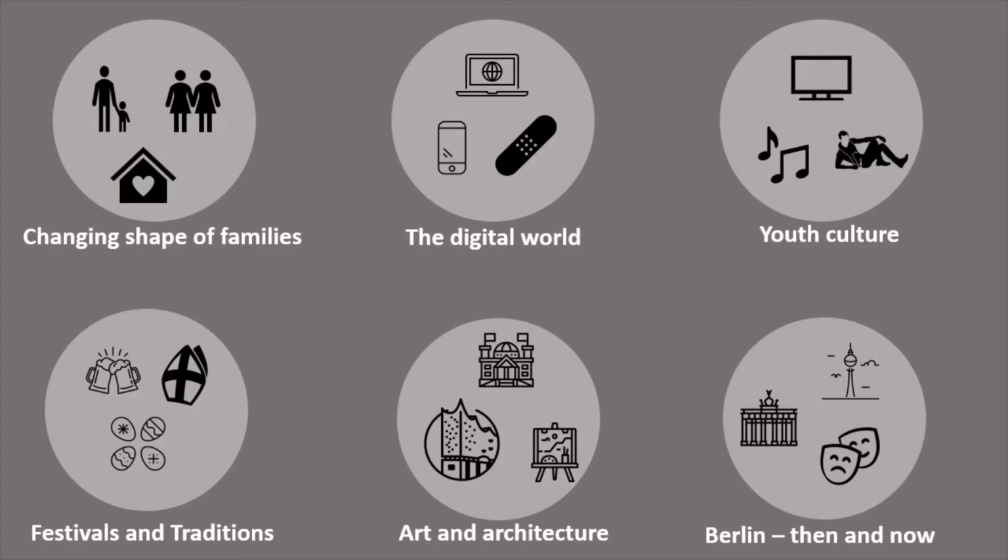During Year 12, we study six topics, three of which you will be familiar with at GCSE. These topics of the changing shape of families, the digital world, and youth culture provide an ideal bridge between GCSE and A-level. We then look at everyone's favourite topic, festivals and traditions.